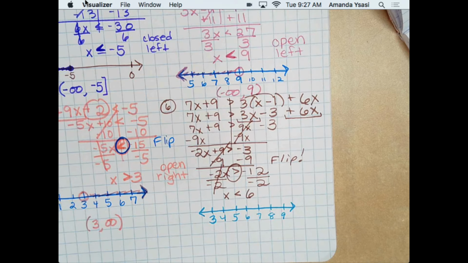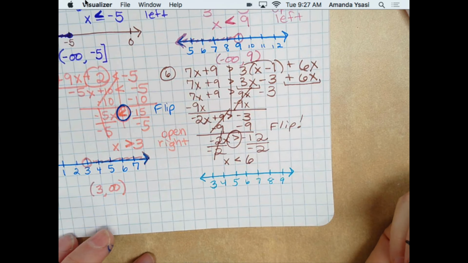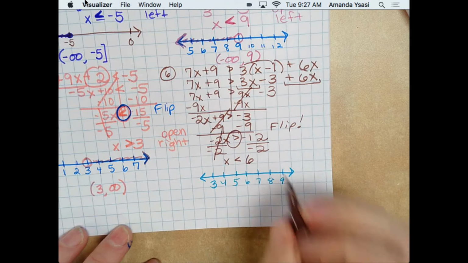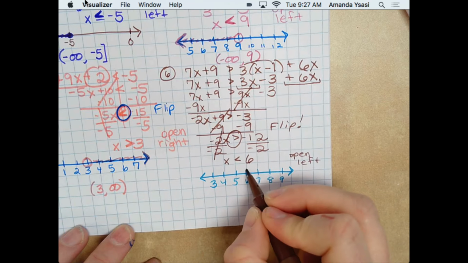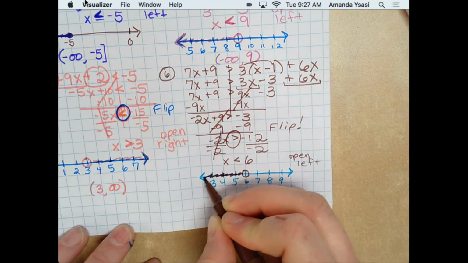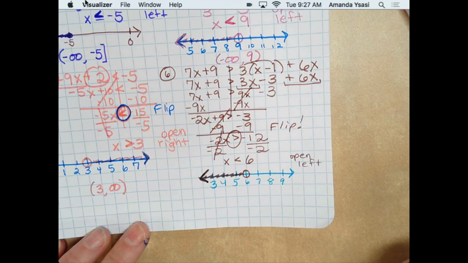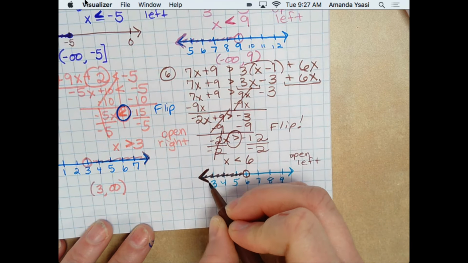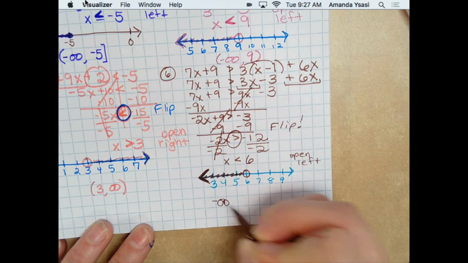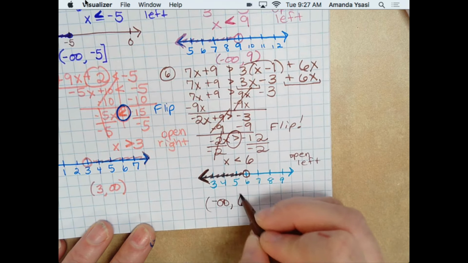Make your number line. Okay, open or closed? Closed. In which way? Left. So open, going left. So the least amount it could be? Negative infinity. The most it can be is a 6. Parentheses are in it.